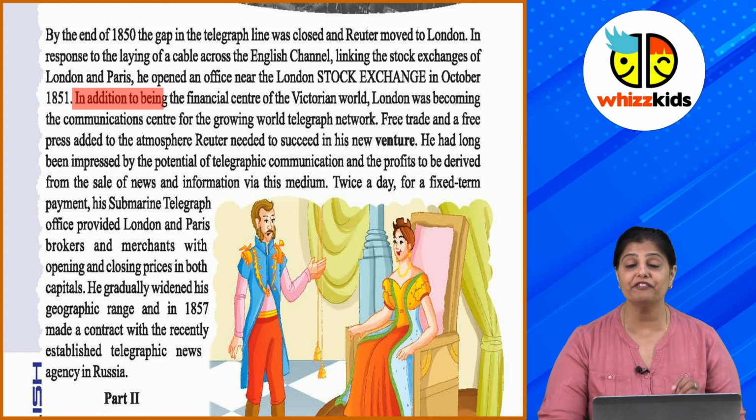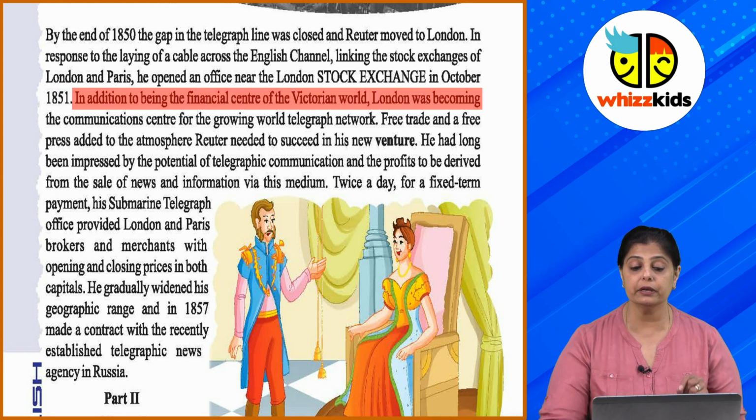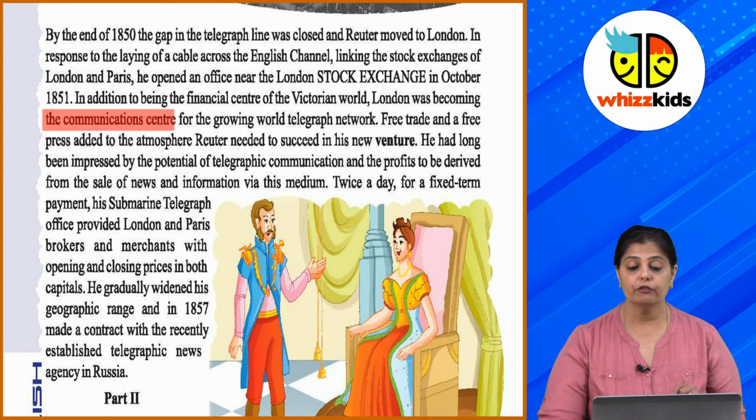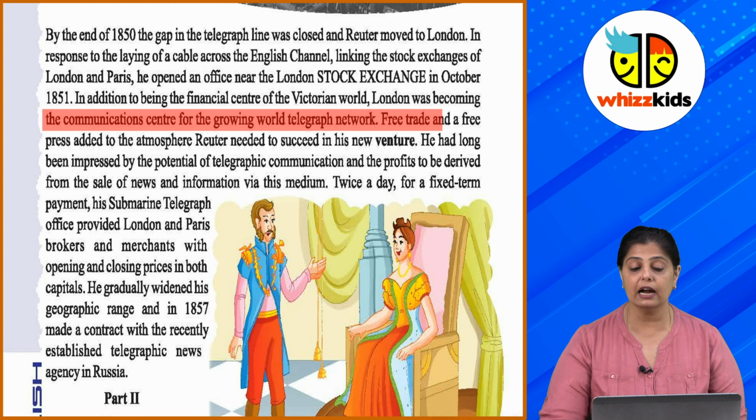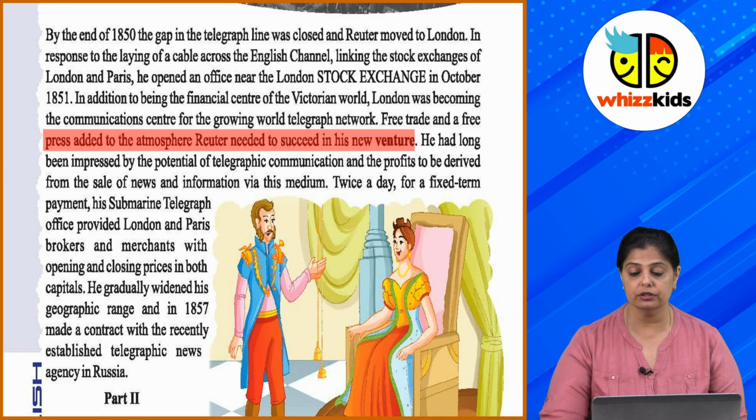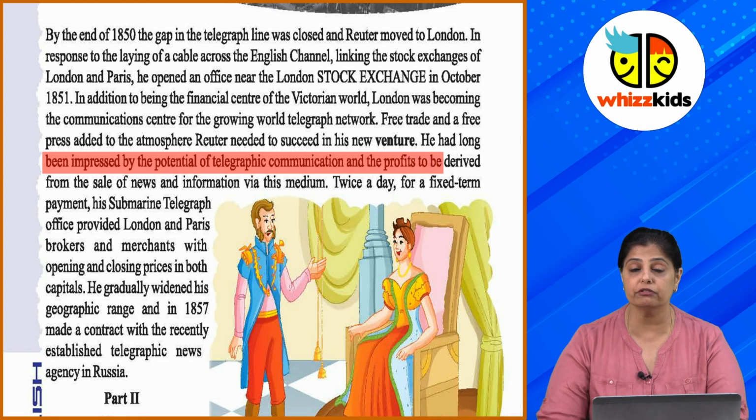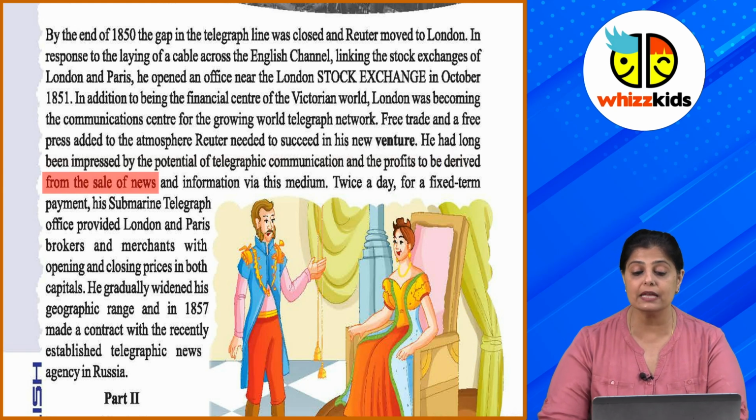In addition to being the financial center of the Victorian world, London was becoming the communication center for the growing world telegraph network. Free trade and a free press added to the atmosphere. Reuter needed to succeed in his new venture. He had long been impressed by the potential of telegraphic communication and the profits to be derived from the sale of news and information via this medium.